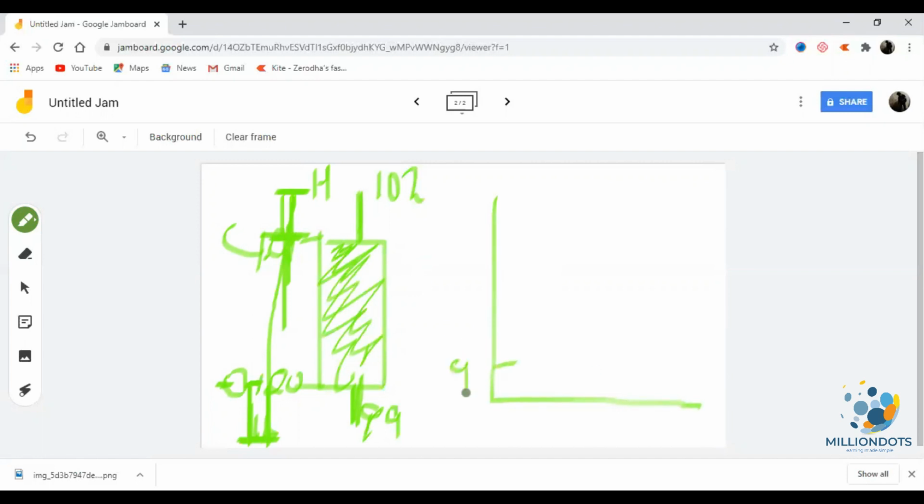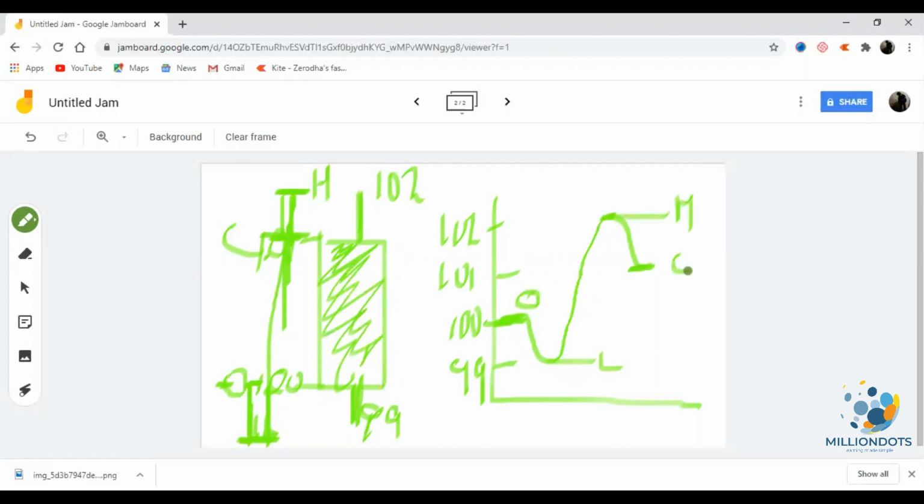I'm marking the prices 99, 100, 101, 102. So the candle opened at 100, went till 99 and touched 100 again, then went to 101 and went to 102. That is the highest point, and then it closed at 101. This is how a particular green candle is being formed. So here 100 is the open price, this is the low, this is the high, and this is the closing price.